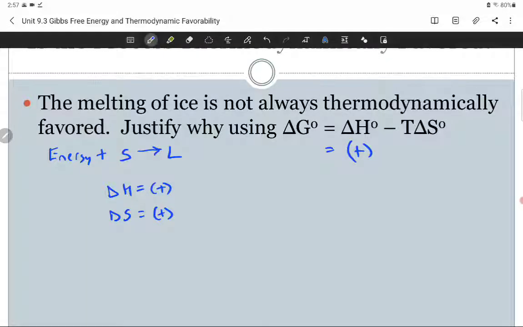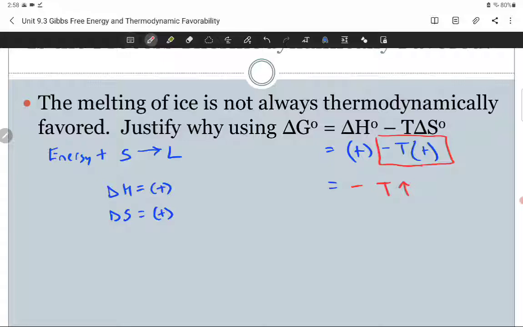We're going to put a positive in for delta H. Temperature is in Kelvin. It's always going to be a positive digit. And then delta S is positive. So what's going to happen here? Well, it depends what part of this equation is bigger, is more significant. If the T times delta S is larger than the delta H value, then the answer comes out to be negative. And when would that happen? If the temperature is high.